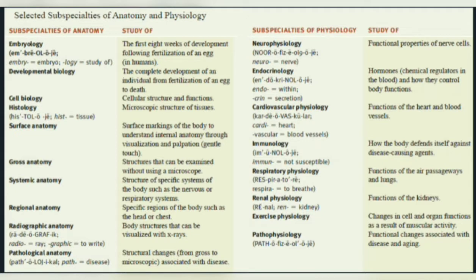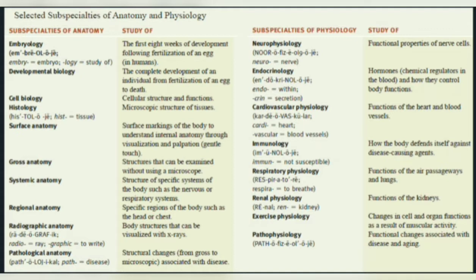The third one is cell biology and histology. These two are quite complementary to each other. Cell biology refers to the cellular structure and its functions, while histology refers to the microscopic structure of tissues. Surface anatomy: surface markings of the body to understand internal anatomy through visualization and palpation. Gross anatomy: structures that can be examined without using a microscope.